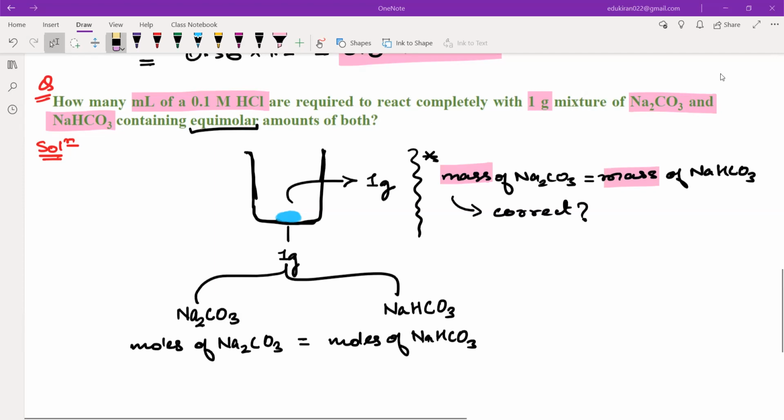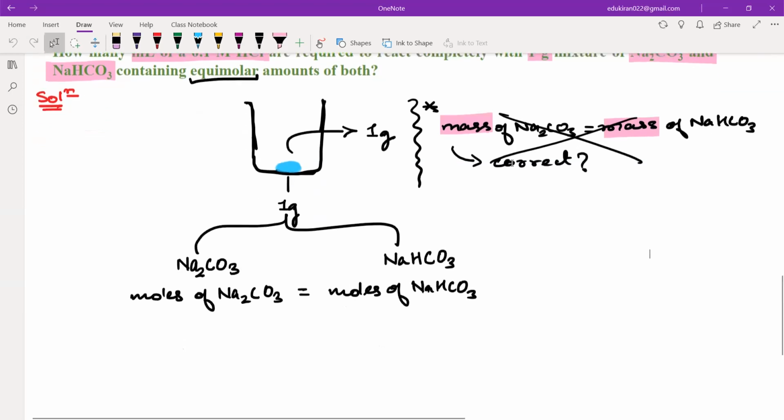So most of you have answered it correctly. We cannot say that the mass of Na2CO3 will be equal to the mass of NaHCO3. We can't say that because it is giving me the number of moles only. So this statement is wrong. Never go to that statement. You have been given the number of moles equal. We'll just keep the number of moles equal.